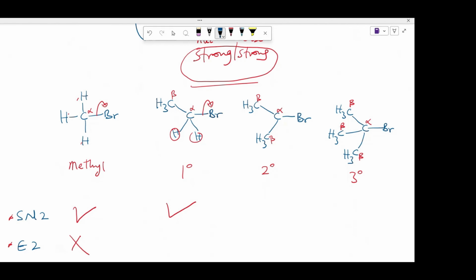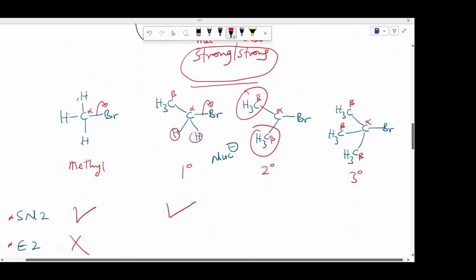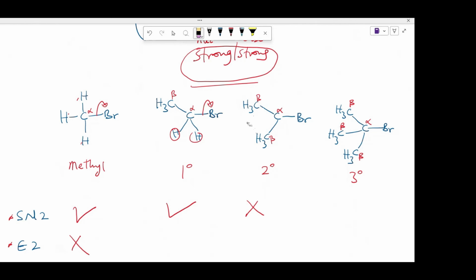In the case of secondary alkyl halides, we have bigger groups. So the space here has reduced for the nucleophile to attack the alpha carbon. So SN2 chances will become very low here. However, in the case of E2, we have 2 beta carbons.